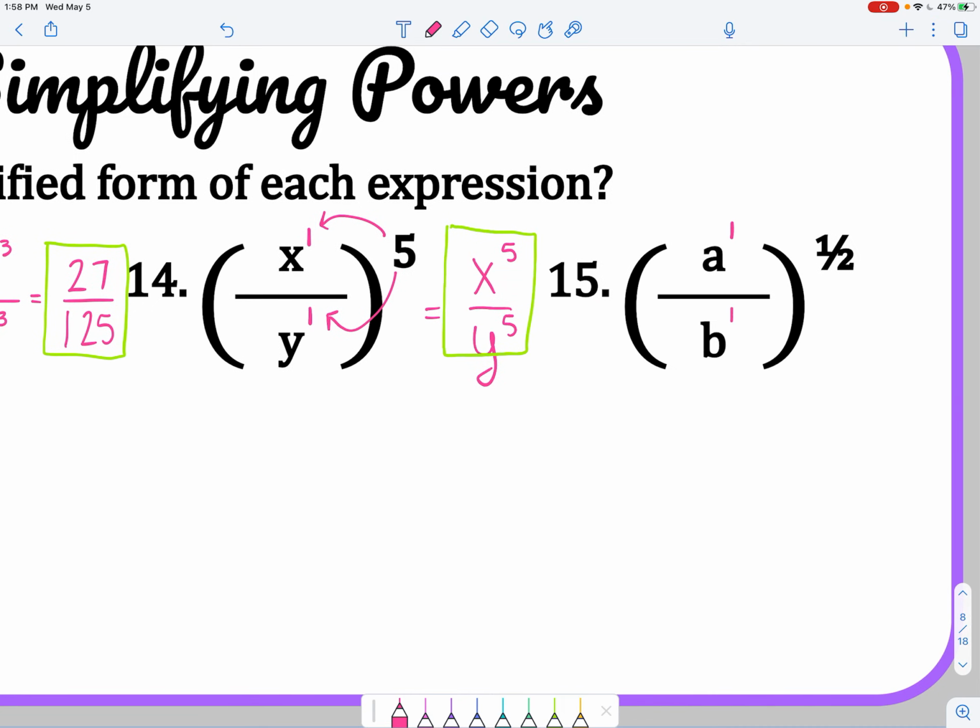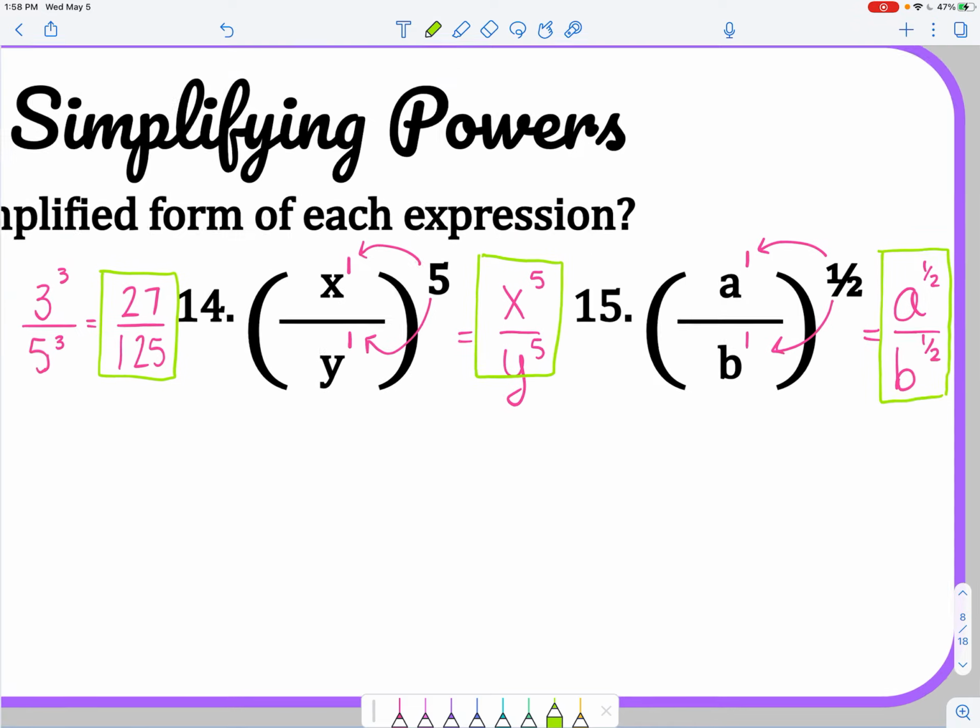For 15, I've got understood exponents of ones here, and we've got a fraction as an exponent, which is okay. Fractions are still rational. 1/2 times 1 just makes this a 1/2 on both of my powers. And that's as fully simplified as I can get. I cannot subtract those exponents. Those bases are different.